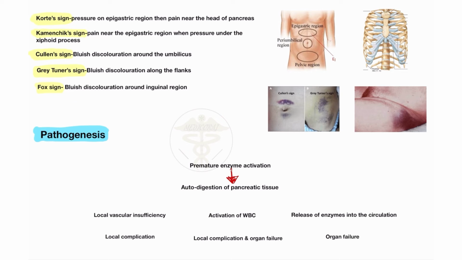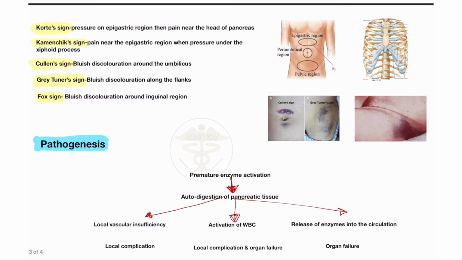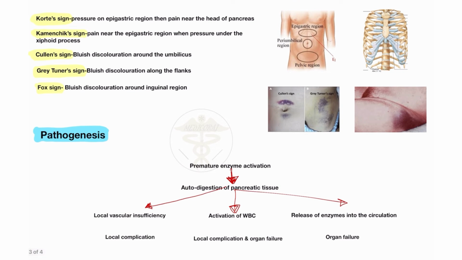Auto digestion of pancreatic tissue causes three things. First, local vascular insufficiency. Second, activation of WBC and an increase in their number. Third, release of enzyme into the circulation. When local vascular insufficiency occurs, you will see local complications in the patient, like abdominal pain, nausea and vomiting. These are called local complications of acute pancreatitis.